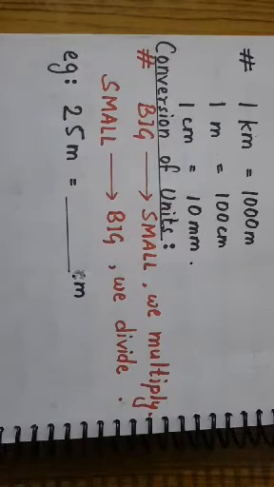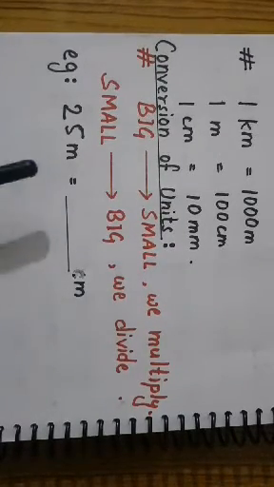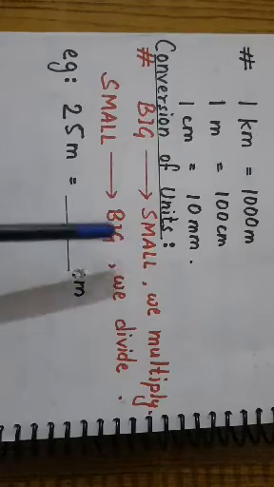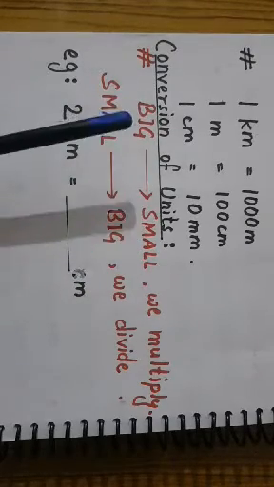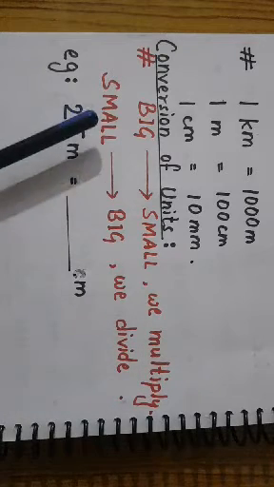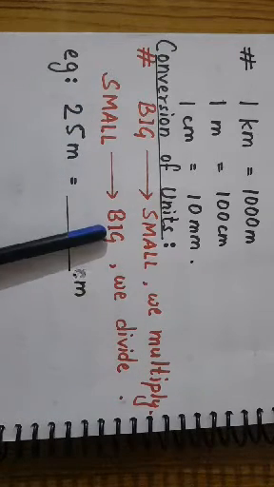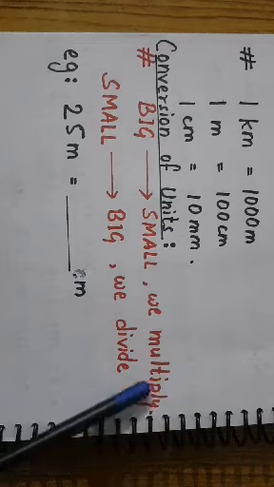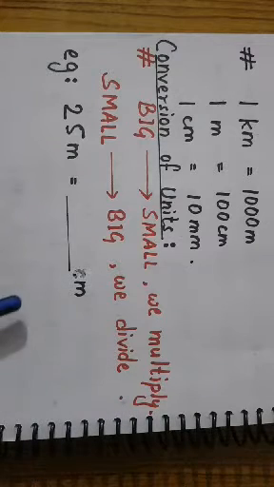Get that? So let's make more on these 2 points. That is, when we convert bigger unit into smaller, then we multiply, and when we convert the smaller unit into bigger unit, we divide. Let's make these points more clear through an example.